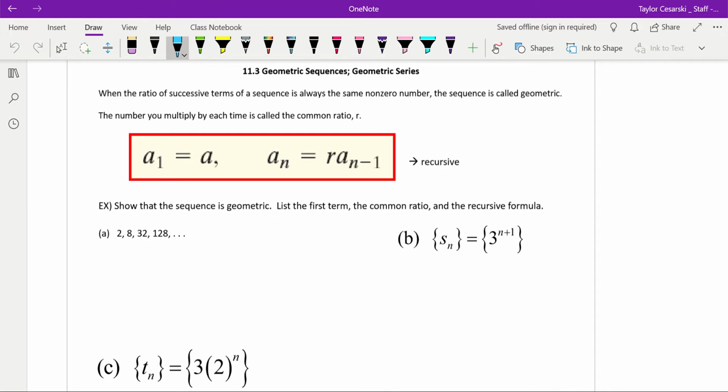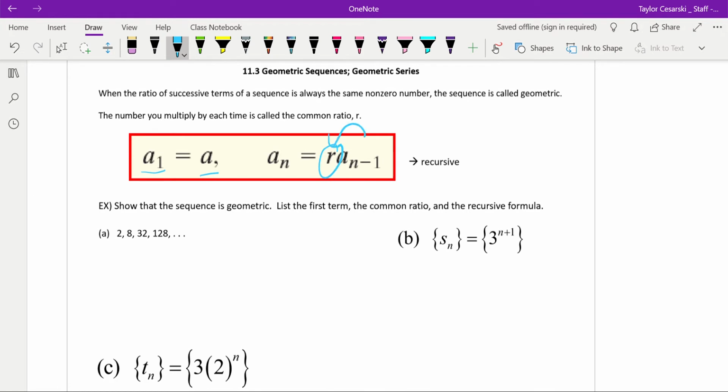So it's the same sort of process if it's recursive, so you're going to have a sub 1 equals a, so that's our first term, and then instead of a common difference, we have what's called a common ratio, which is r. So we're multiplying by the same number each time.